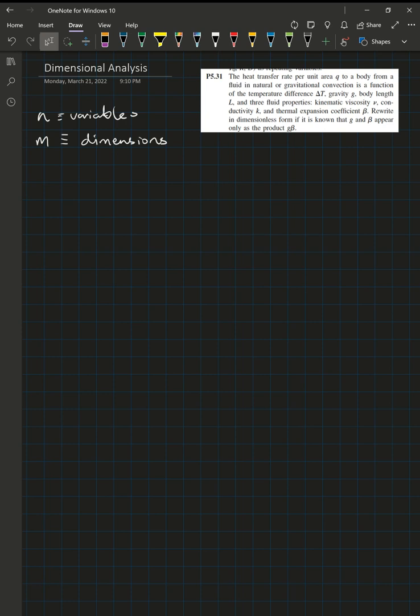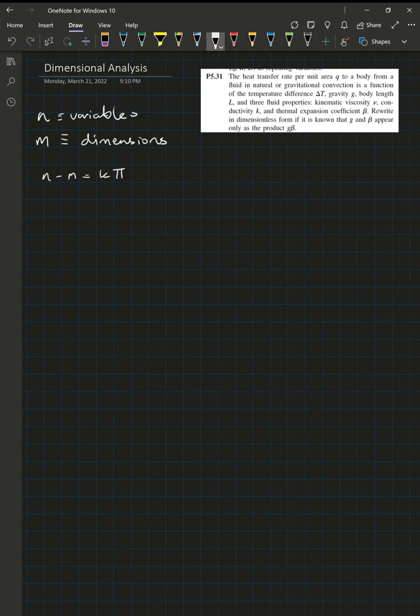Today we're going to go over dimensional analysis, and specifically for this problem we're going to use the Buckingham Pi Theorem. The Buckingham Pi Theorem basically states that we need to find n variables that are made up of m dimensions, and those will determine the k number of pi groups that we need. It's represented by this expression here, which is n minus m is equal to k pi groups.